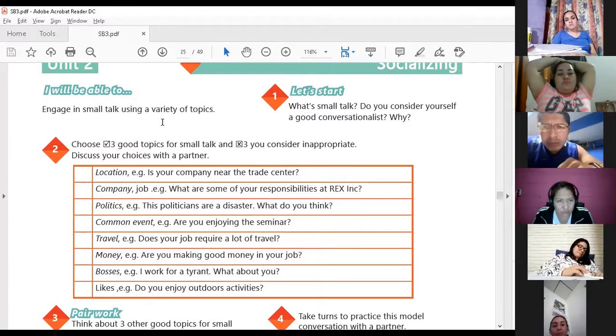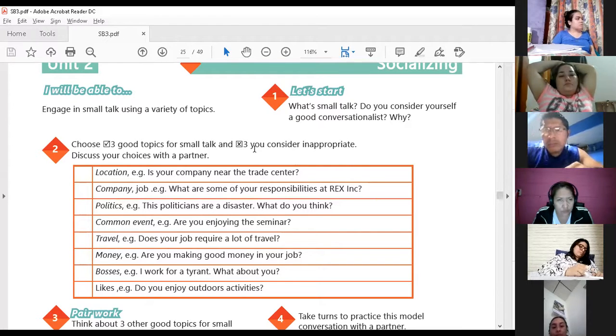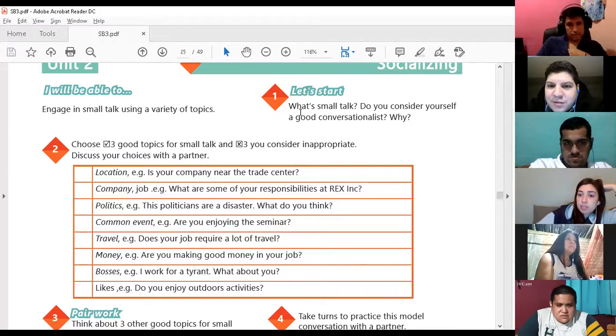I need a volunteer to read all of this, please. This line. Choose three good topics for a small talk and three you consider inappropriate. Okay, very good. So you're going to be telling me, in your opinion, what is appropriate.